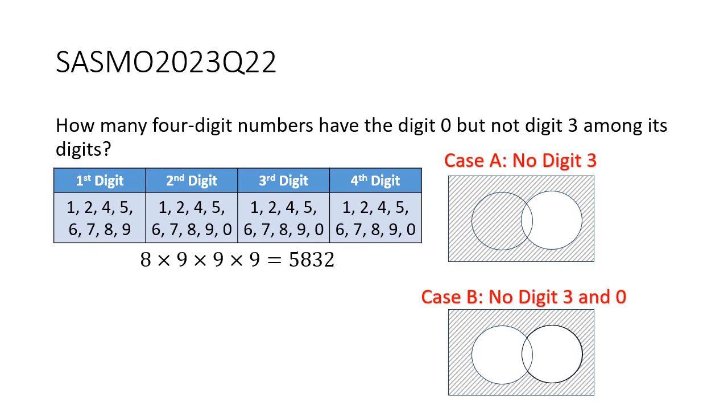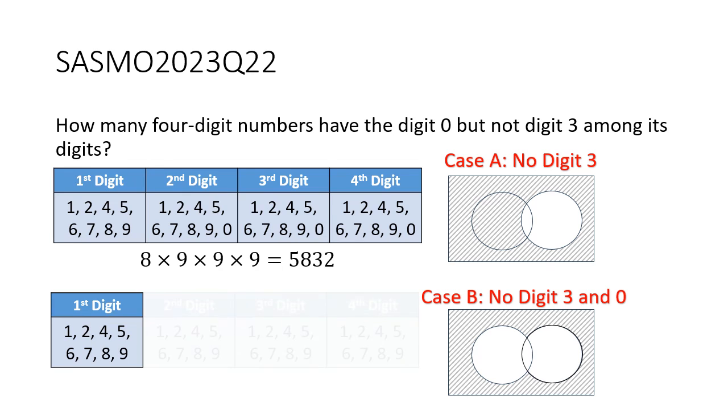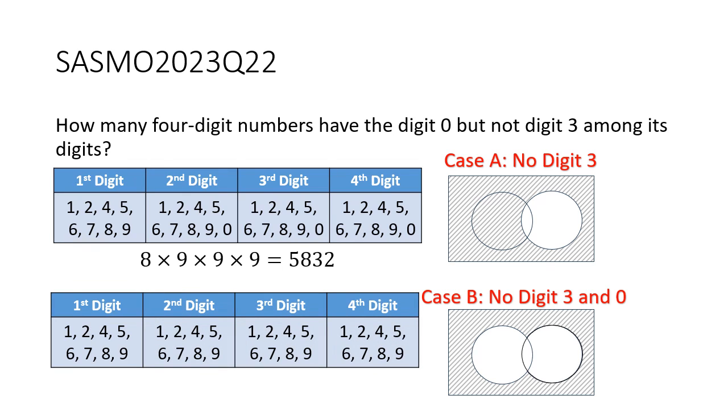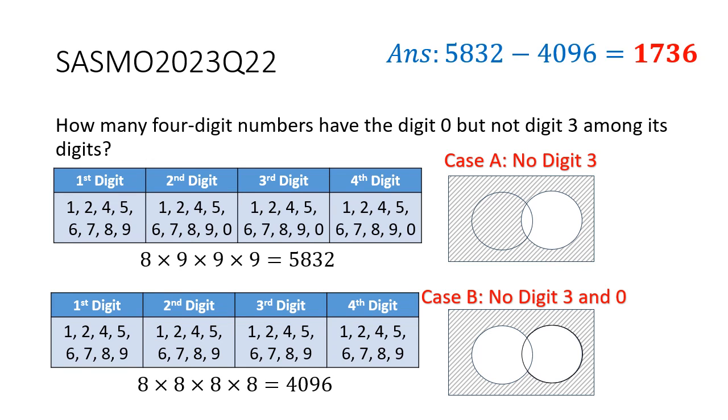In case B, we do not want both digits 3 and digit 0. The first digit will still be those 8 possibilities, and so will the remaining 3 digits. So they only can have the numbers 1, 2, 4, 5, 6, 7, 8, 9 in all 4 digits. And in total, there will be 4,096 such numbers. So our final answer will be 5832 take away 4096, which is 1,736.